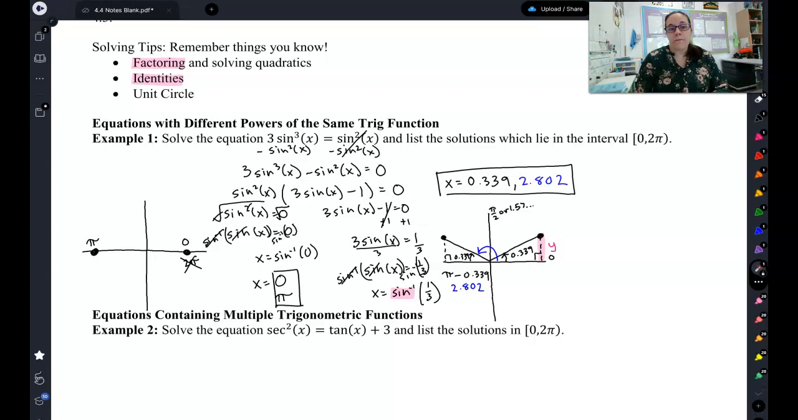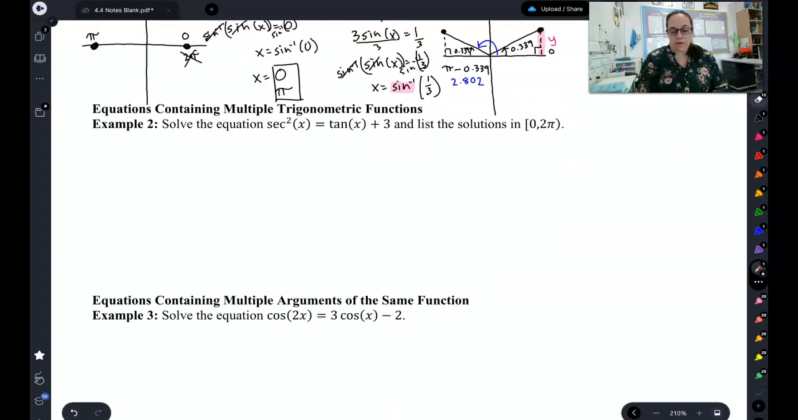So that's our first problem. Let's come down and try another one. Here we have secant squared of x equals tangent of x plus 3. Notice this is our first problem where we have multiple trig functions.